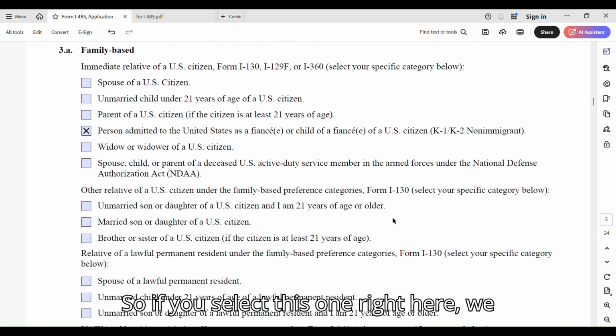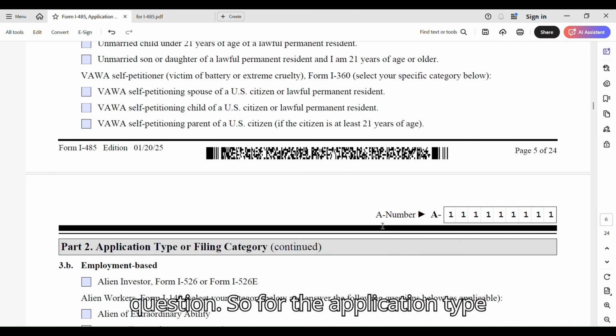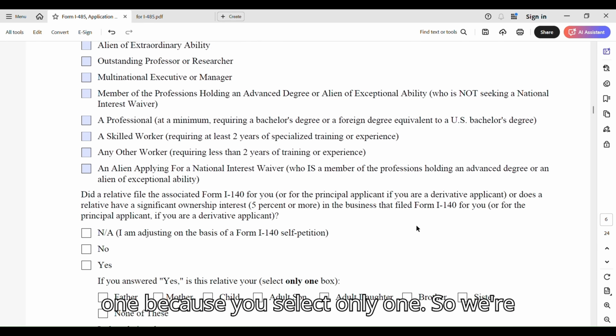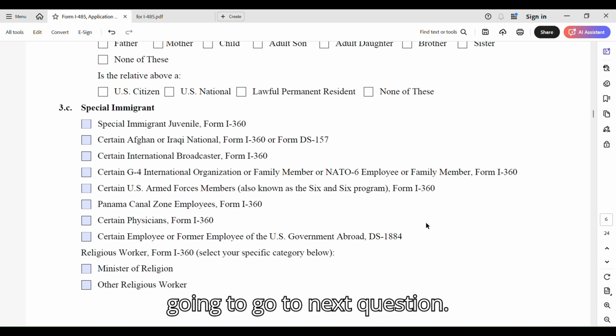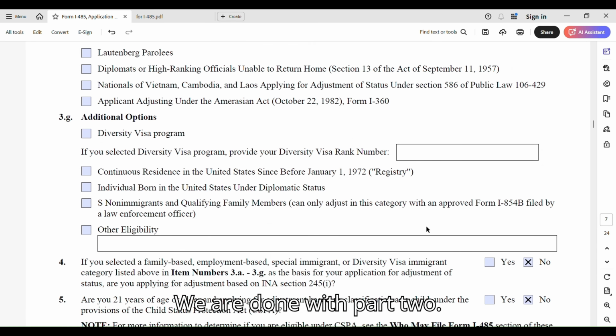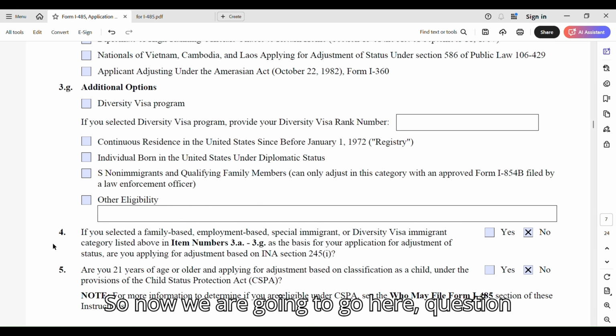So if you select this one right here, we are going to go straight to the next question. So for the application type or filing category, we're done with that one because you select only one. So we're going to go to the next question. We are done with part 2. So now we are going to go here.